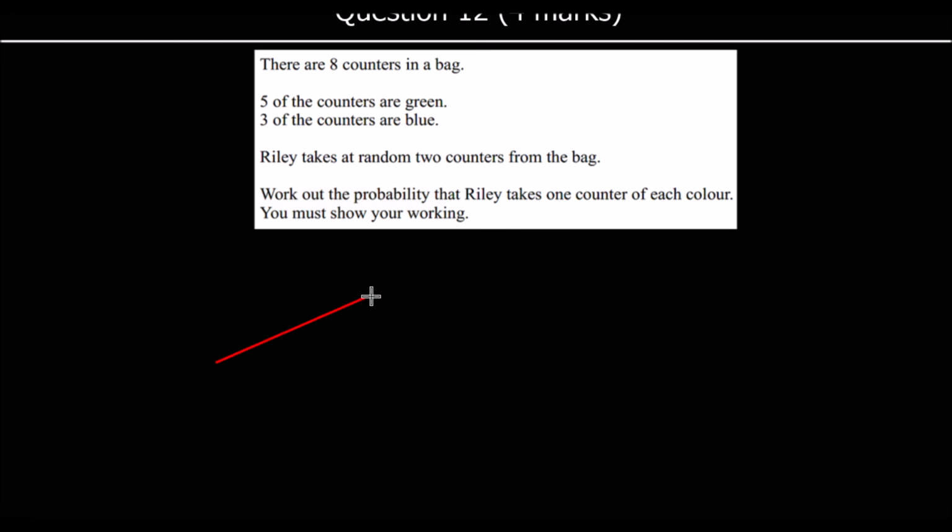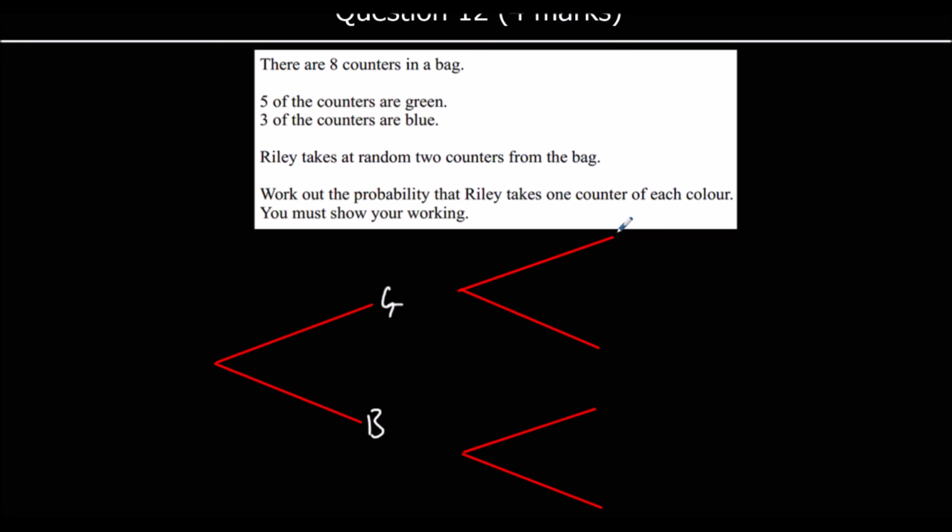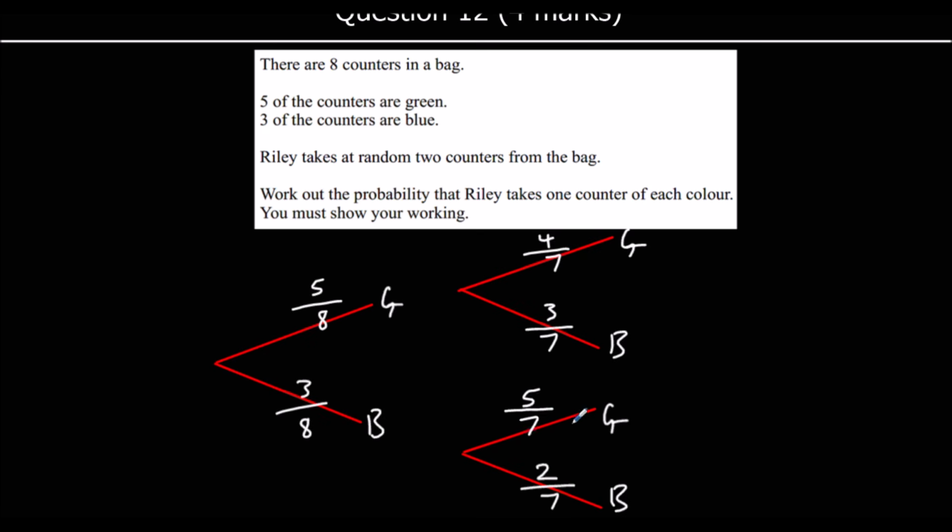So we can get green or blue for our first pick and green or blue for our second pick. So the chance of getting a green for the first pick is 5/8. Blue for the first pick is 3/8. If we take a green out, there are 4 greens left out of 7 in total and 3 blues out of 7. If we took a blue out, there'd be 2 blues left out of 7 and 5/7 green.